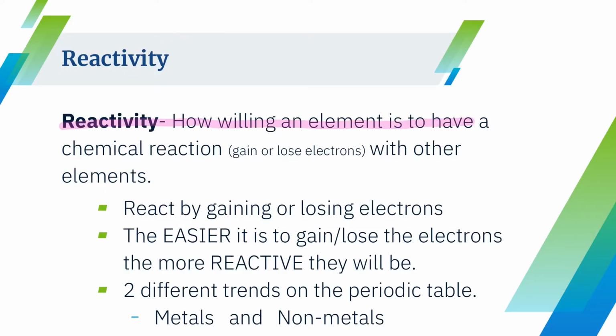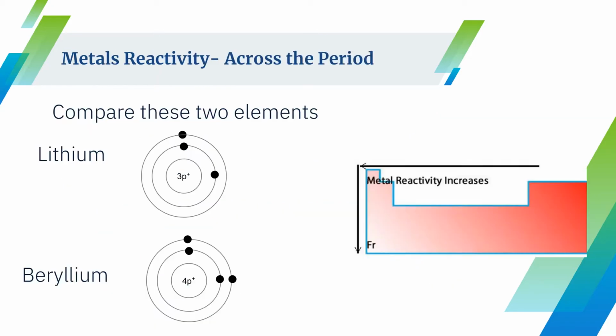Reactivity is how willing an element is to have a chemical reaction, whether it's gain or lose electrons with other elements. They react by gaining or losing electrons. The easier it is to gain or lose electrons, the more reactive they will be. There are two different trends on the periodic table, the metals reactivity trend and the non-metals reactivity trend.